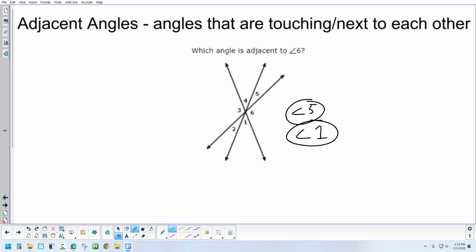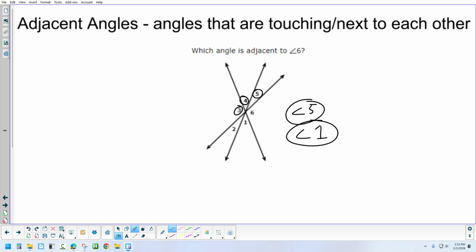Could anyone tell me, let's say angle 4, what are the angles that are adjacent to 4? Yep. 3 and 5. Yep, perfect. 3 and 5.